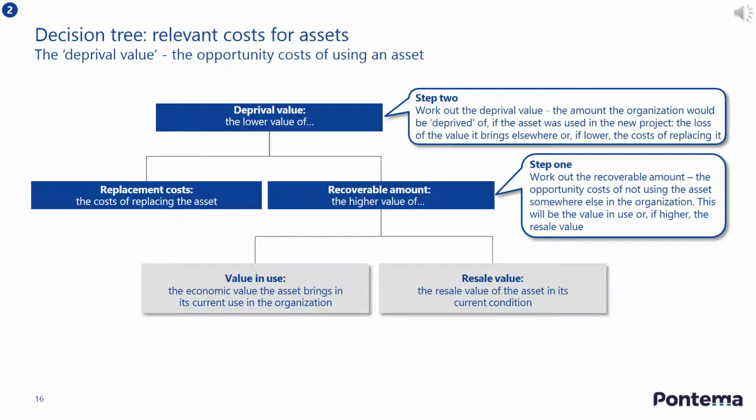Secondly, you need to work out the deprival value, which is the amount the organization would be deprived of if the asset were used in the new project. This would either be the loss of the value it brings elsewhere in the organization, or, if lower, the cost of replacing it. Let's look at a worked example.